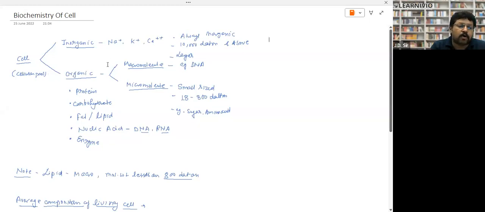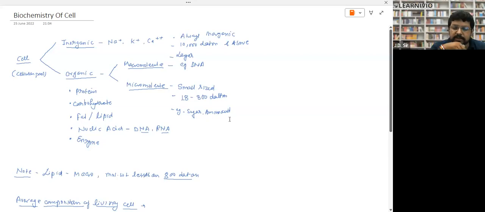When we talk about the organic biomolecule, on the basis of their mass, or rather on the basis of their size, we divide them into two categories, right? Macromolecule and micromolecule. Macromolecule, for example, DNA, and micromolecules are smaller in size. Their weight is 18 to 800 Dalton, right? For example, sugar, amino acids.